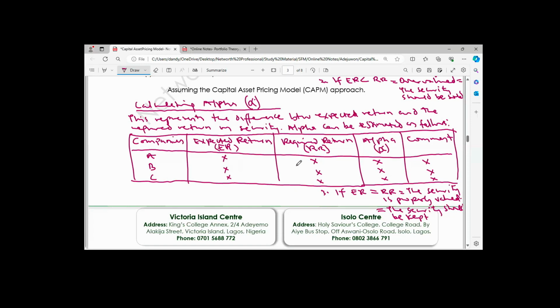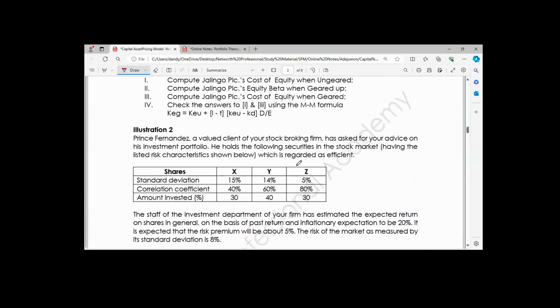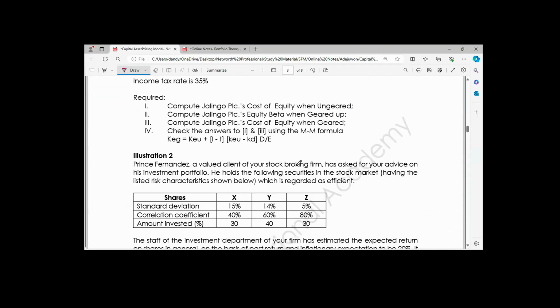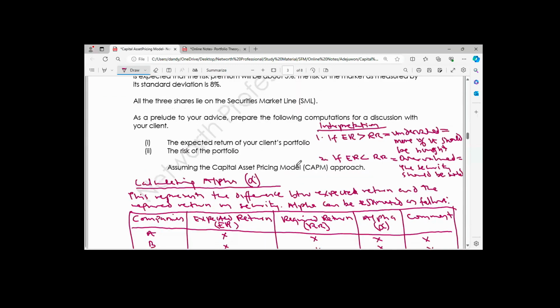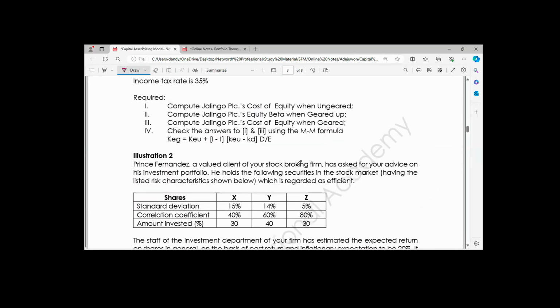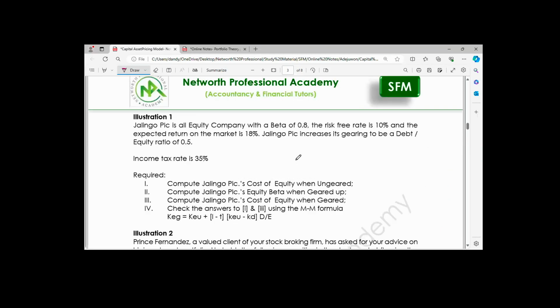Okay, so let's have an illustration to that effect. Because of time, we are going to solve one illustration, just to bring your mind back to what we did previously. Let's solve illustration number one. Somebody should read for us, please. Illustration number one, Jalingo PLC. Thank you, Prosper.